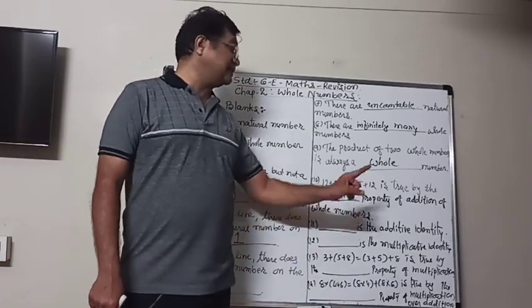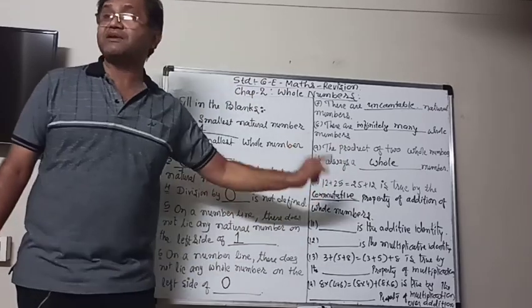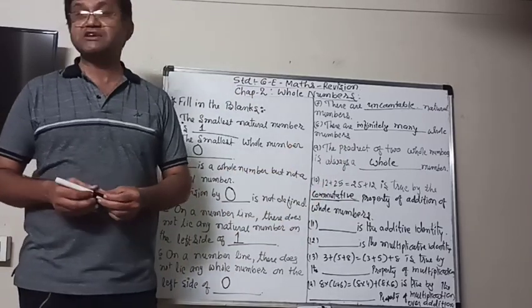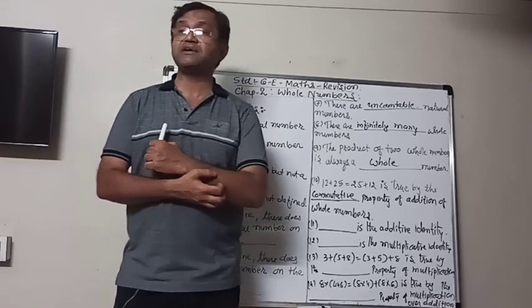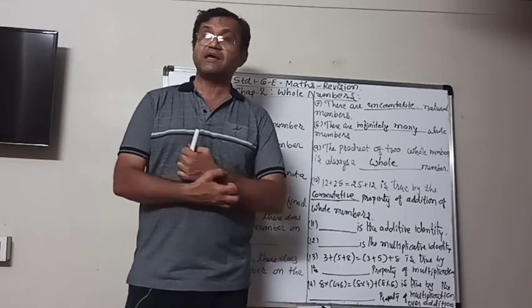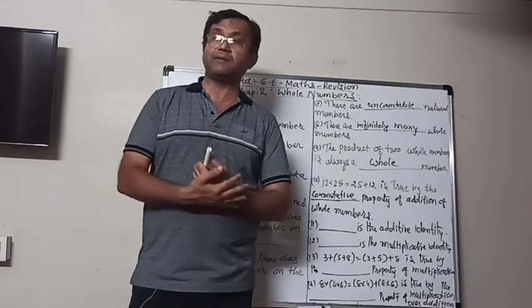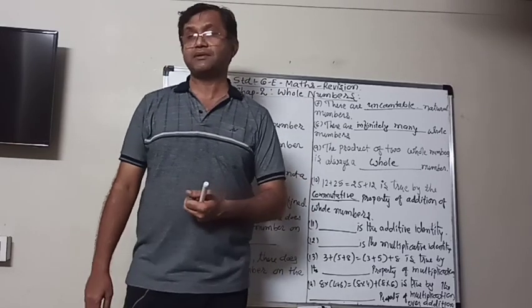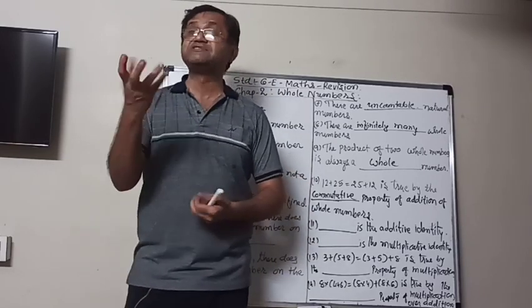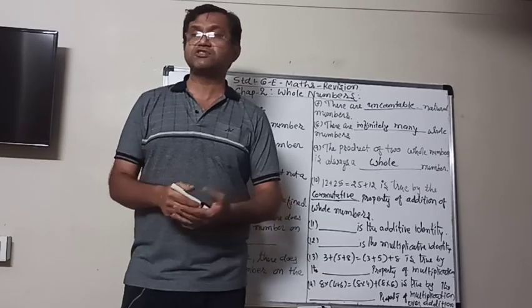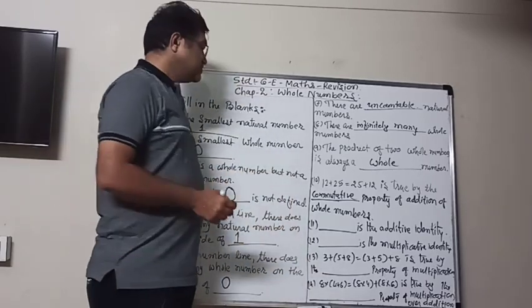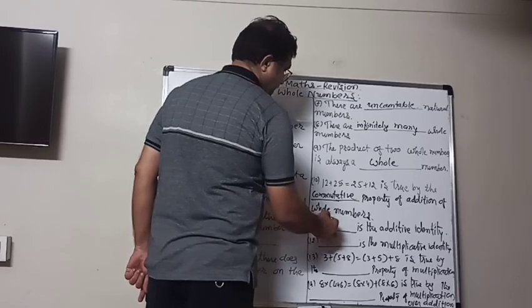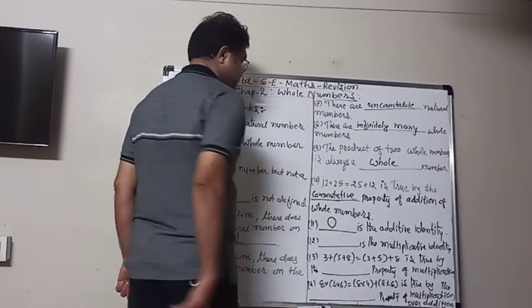Blank is the additive identity. We already discussed it. Which is the additive identity? Which number is such that when we add it to any whole number, the same whole number is the answer? When we add 0, the answer does not change. It means 0 is the additive identity.